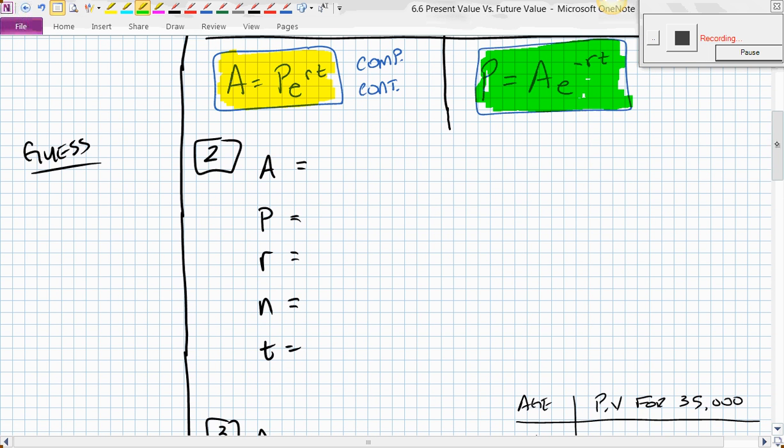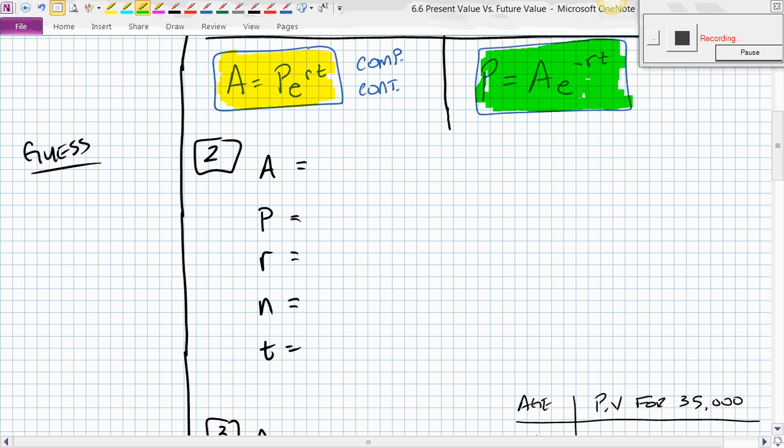All right, let's do number 2. I'm going to read you a story. I want you to pick out the important information that you need from that story in order to answer the question. Okay, I'll read the story twice. Here it goes. Sally wants $1,000 in 5 years, invested at 1.5% compounded monthly. How much does she need to walk into the bank with today?